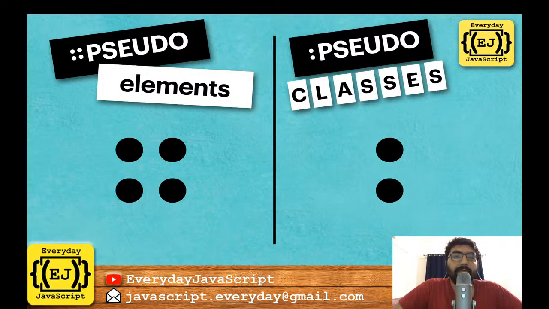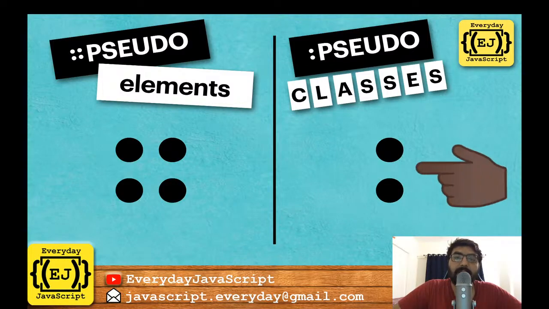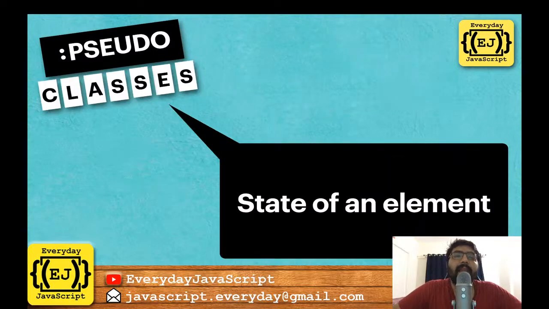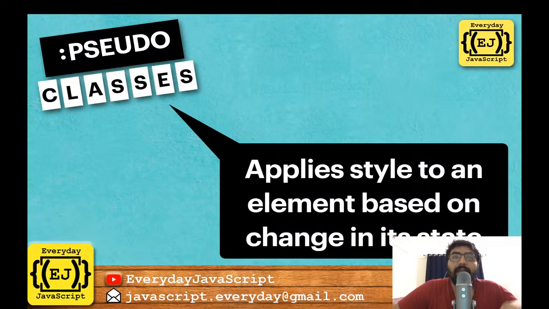Pseudo elements were the ones with double colon, pseudo classes are the ones with single colon. Pseudo classes refer to a state of an element, always a state of an element. Now what can be a state of an element? You can say enabled, disabled, an active button or active link, focused, it can be anything. So pseudo classes apply a style to an element based on its state.